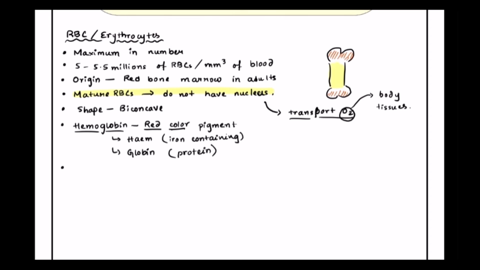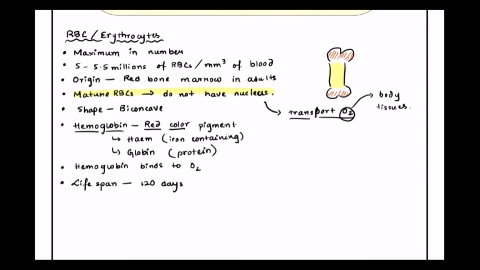Now, hemoglobin, its major function is it binds to oxygen. It binds to oxygen and delivers it onto the different tissues of the body. Right? And finally, if we look at the lifespan of RBC, then the RBCs have a lifespan of 120 days.